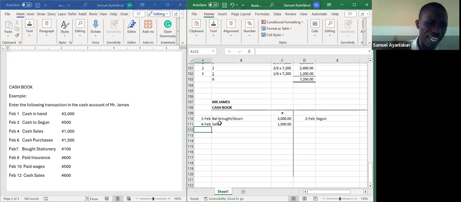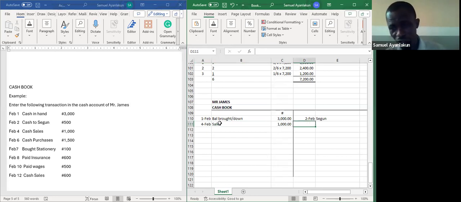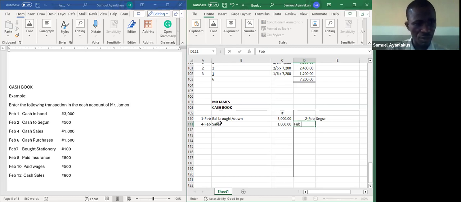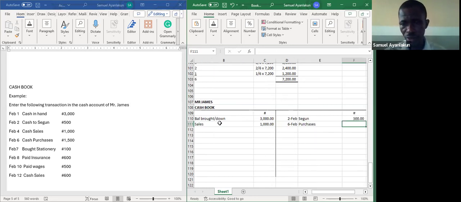February 6th, cash purchases. It's the opposite. Cash sales, money is coming in. Cash purchases, money is going out. You are purchasing something, so the money you have will surely reduce. That's February 6th. Purchases are around 1,500 naira.